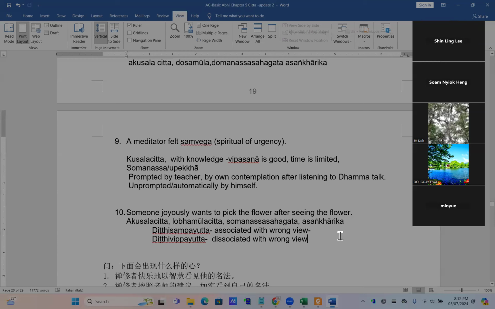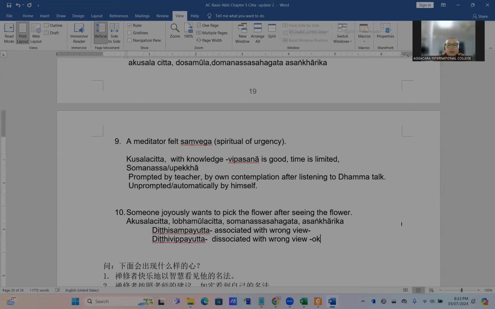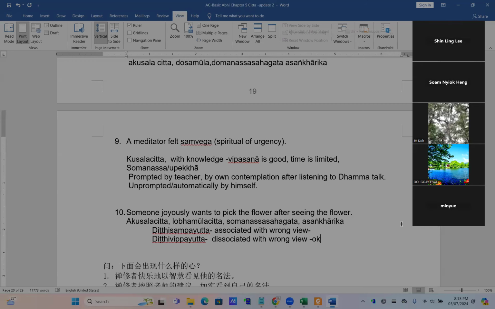I pick without wrong view, Ditthi Vippayutta. Okay, so you prefer that. Why? Over here it doesn't say that he has a wrong view. He just picks the flower because he just wants the flower, right? That's very obvious. So he doesn't know whether it is wrong or right to pick the flower. It doesn't say here. Okay.